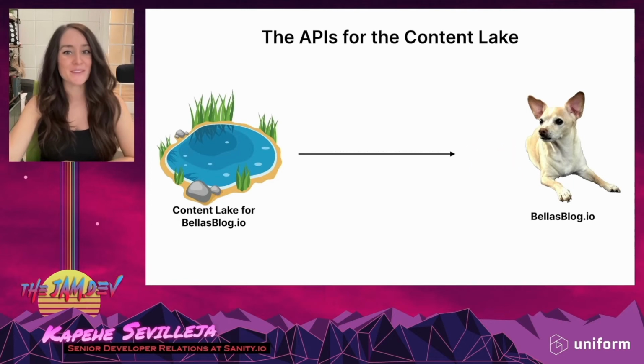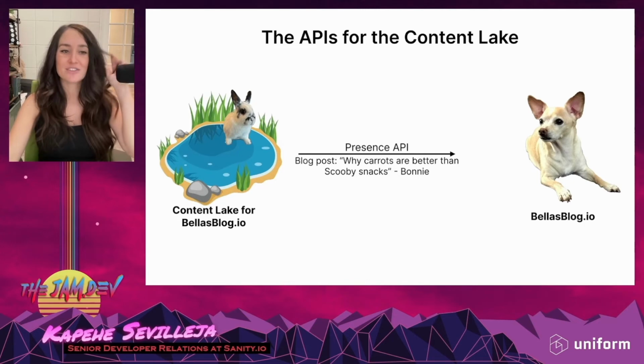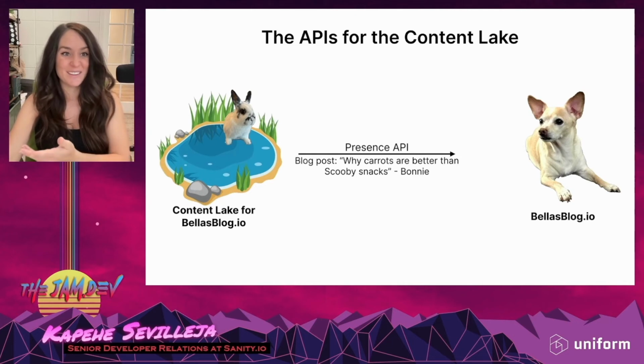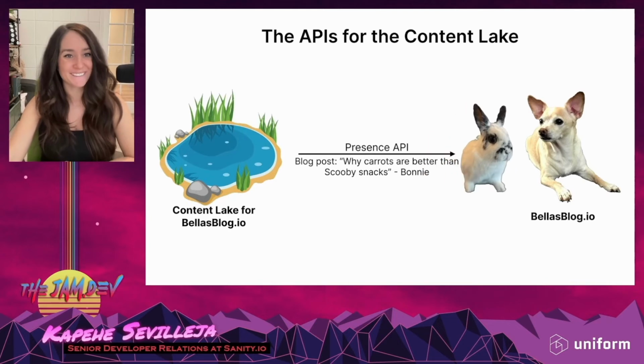And then we have the Presence API, where Bella can see where all of her colleagues are working within the Sanity Studio. The content lake keeps that tracked. Let's say we have Bonnie in a blog post, why carrots are better than Scooby snacks, and she's creating the blog post. Bella can see exactly where Bonnie is working in this document. She can see exactly what she's writing, what field she's in, title, or in the slug. Wherever Bonnie is working, the content lake saves that location, and wherever Bella is on her computer, she can see, using the Presence API, where Bonnie is. So she's always got eyes on Bonnie.